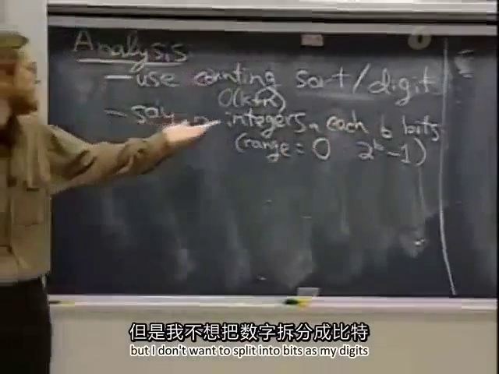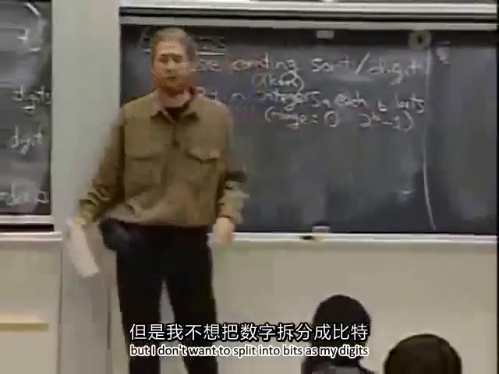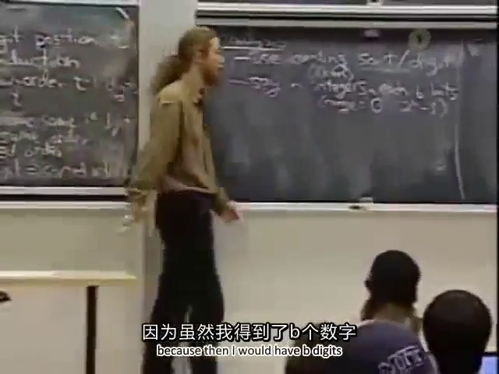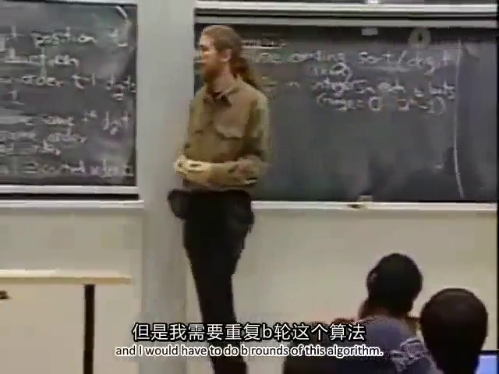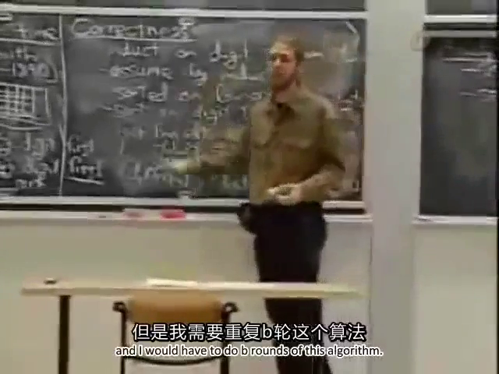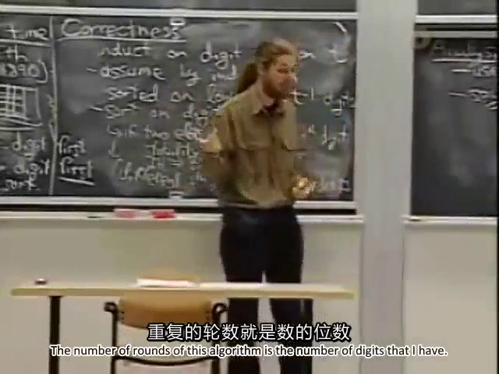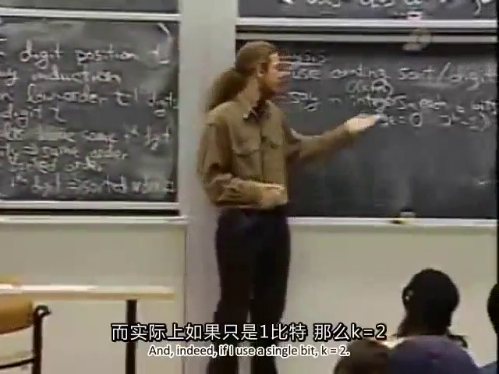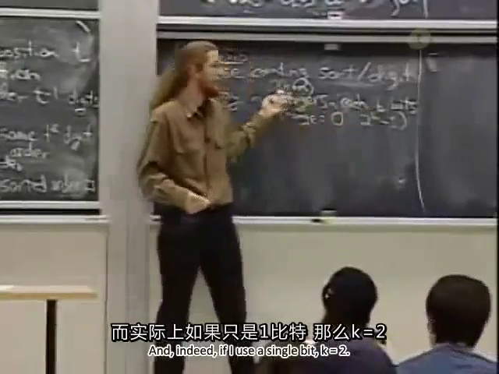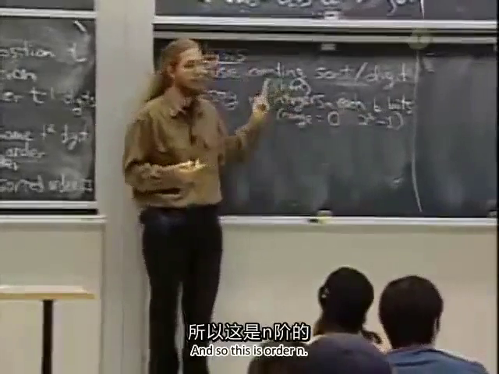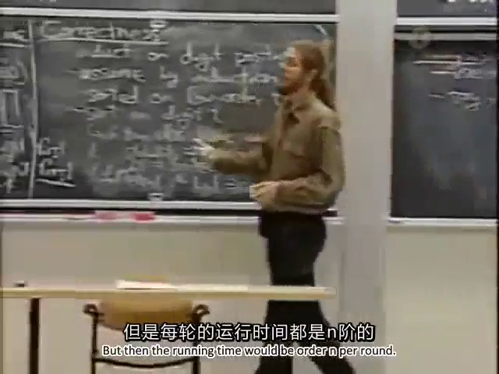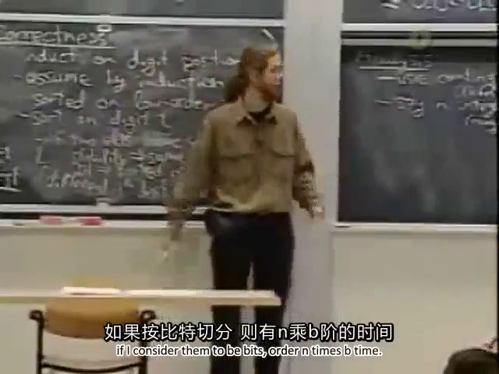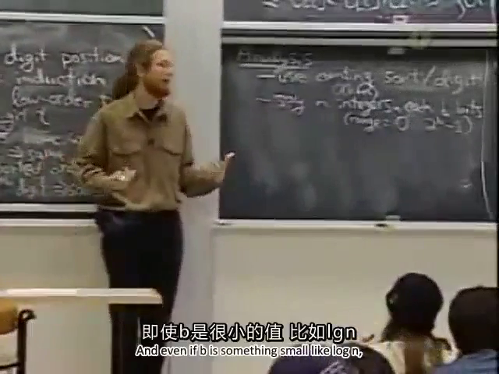But I don't want to split into bits as my digits, because then I would have b digits, and I would have to do b rounds of this algorithm. Number of rounds, this algorithm is the number of digits that I have. And each one costs me, let's hope for linear time. And indeed, if I use a single bit, k is 2, and so this is order n. But then the running time would be order n per round, and then there are b digits, if I consider them to be bits. So that's order n times b time.